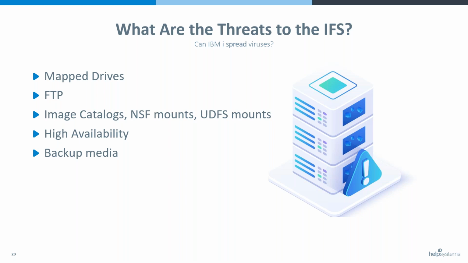The image catalogs and NFS mounts are, again, just another way that IBM i can not only get malware from those sources, but also spread it that way. If you've got an NFS mount and you're seeing another server as just a drive, it's very easy to populate files from that server to the new one. And again, high availability spreads it, as does backup media. So you really need to think about how you are populating your files, but then once you think about that, where are files going? And do we know what we're sending off of our system?